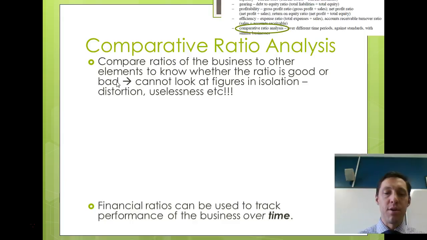Additionally, financial ratios can be used to track performance of the business over time. So, for example, what's our net profit ratio been for the last 5 years for this particular business? How has it improved? Or how has it deteriorated? And therefore, we need to focus on, for example, expenses. If it's our net profit ratio, why are our expenses increasing so much? Because that must be one of the reasons why our net profit ratio is deteriorating.